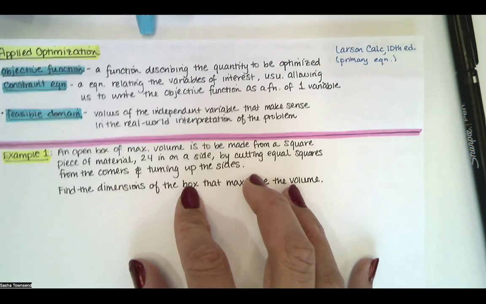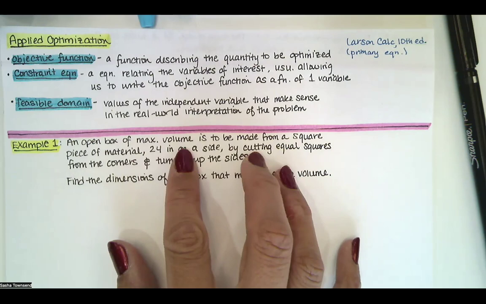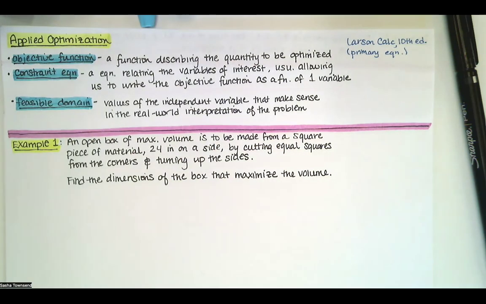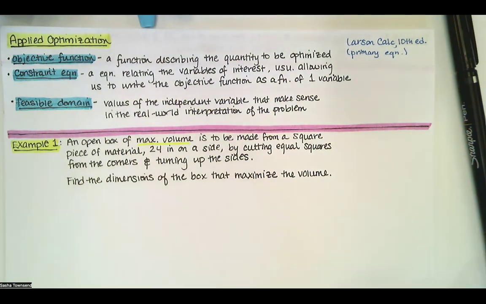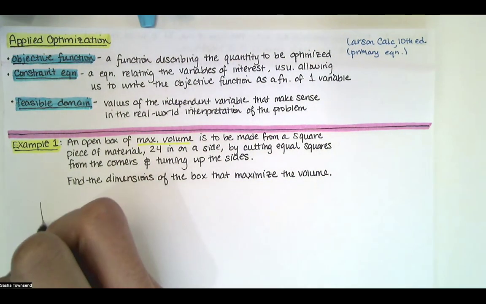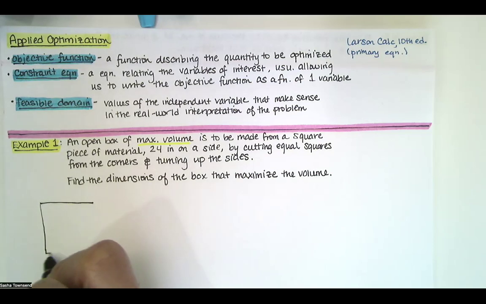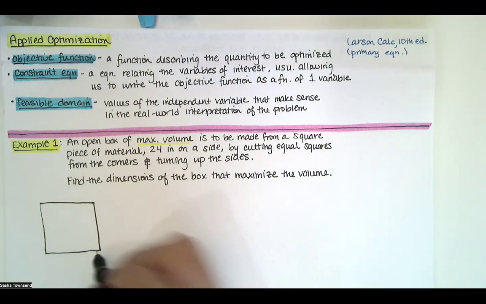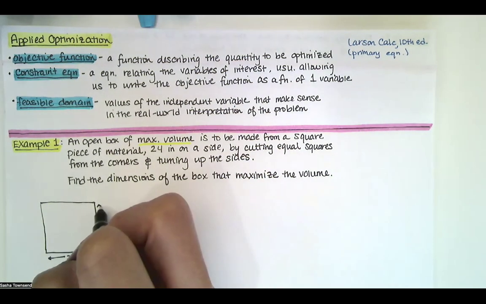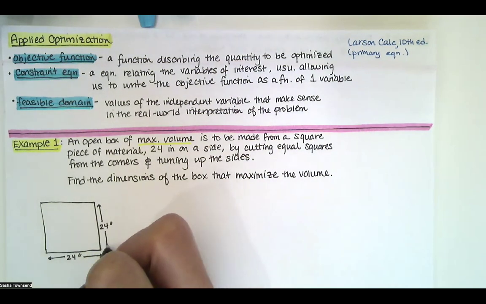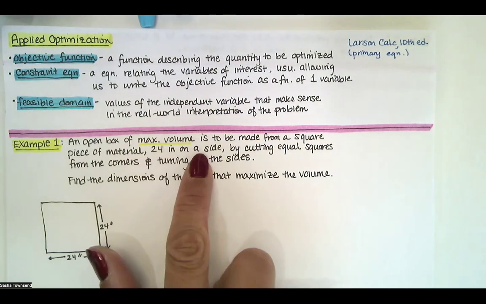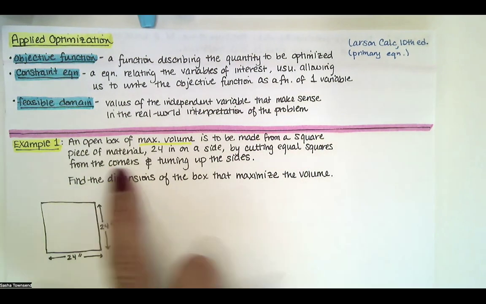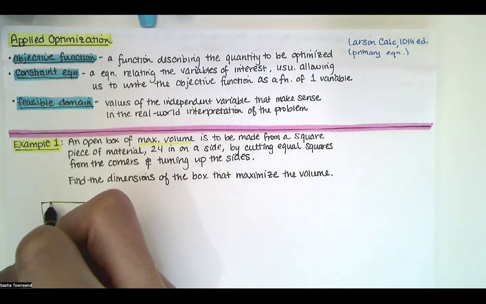So here's our first problem. It says an open box of maximum volume. So we're trying to maximize the volume. So that's a clue. It is to be made from a square piece of material that's 24 inches on the side. So we've got a square. Try to draw it as square as possible. And this is 24 inches. Our open box is to be made from a square piece of material, 24 inches on a side, by cutting equal squares from the corners and turning up the sides. So we're going to cut some little squares here.